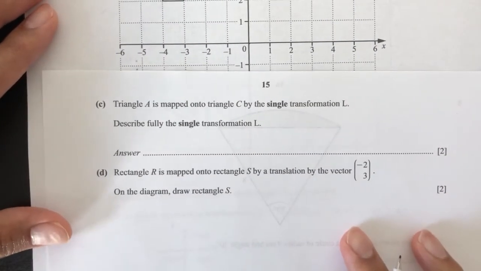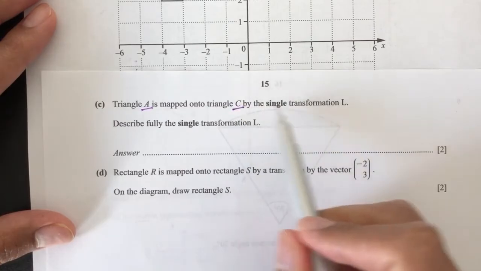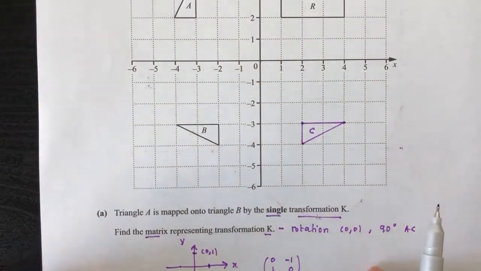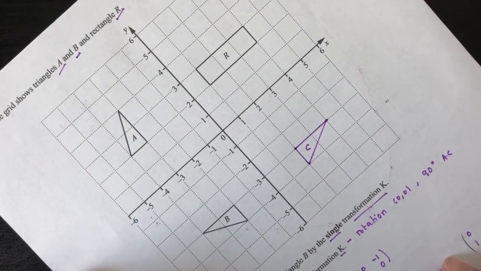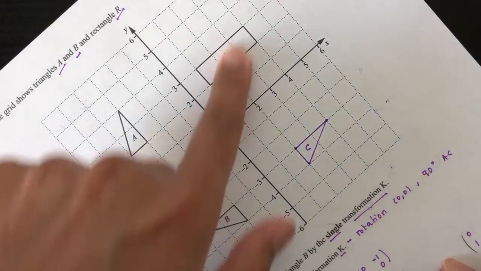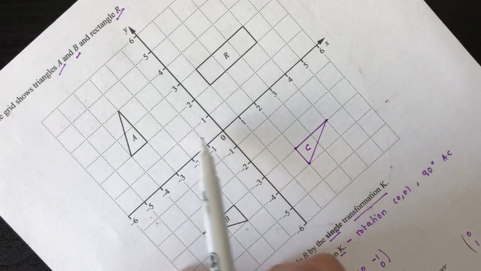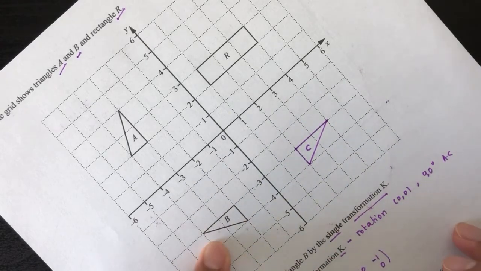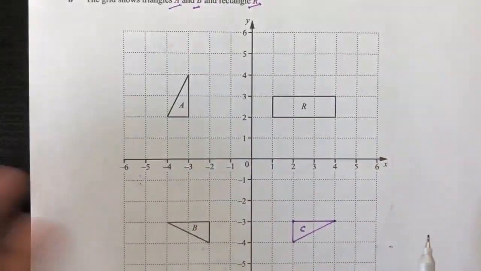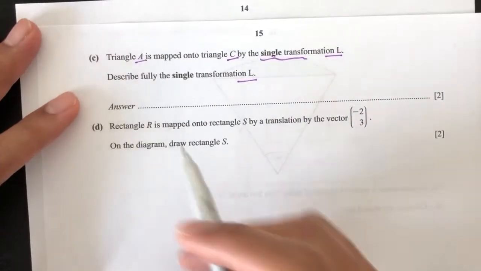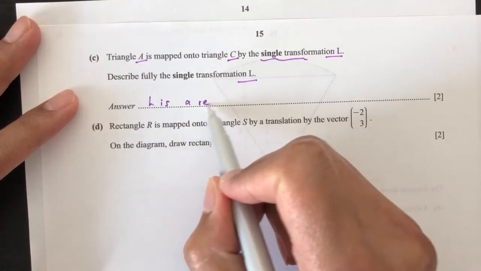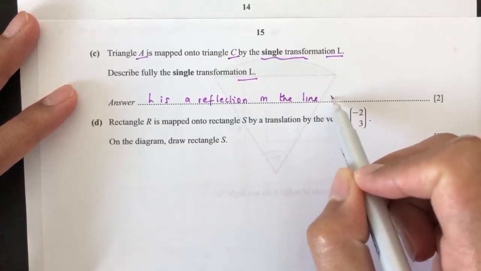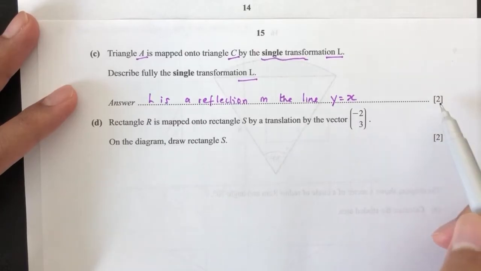Part C says triangle A is mapped onto triangle C by a single transformation L. Let's find L. How do you map A onto C? By observation, you can see that it is a reflection in this line. So 1, 2, 2.5, half, 1, 2. So it is a reflection in this line for A to become C. Let's write this down. So L is a reflection in the line. This is your answer for part C.